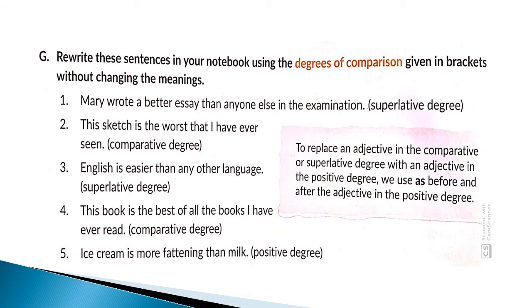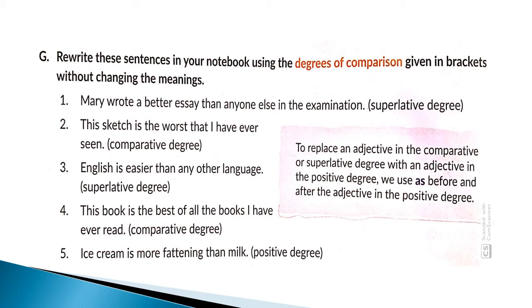Okay, rewrite these sentences in your notebook using the degrees of comparison given in brackets without changing the meanings. I'm not going to do all for you. I'm going to discuss the first two, alright? What you have to do is, according to the direction given in the bracket, rewrite the sentence, but the meaning should not change. Mary wrote a better essay than anyone else in the examination. Superlative degree. So we can write: Mary wrote the best essay in the examination.